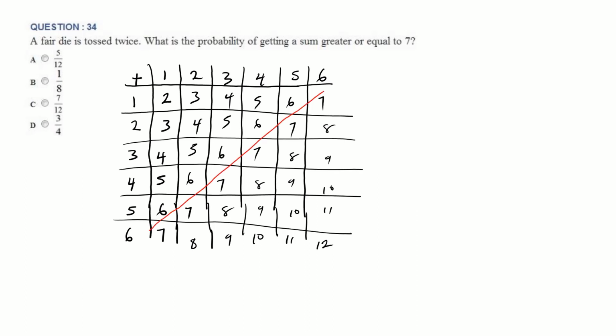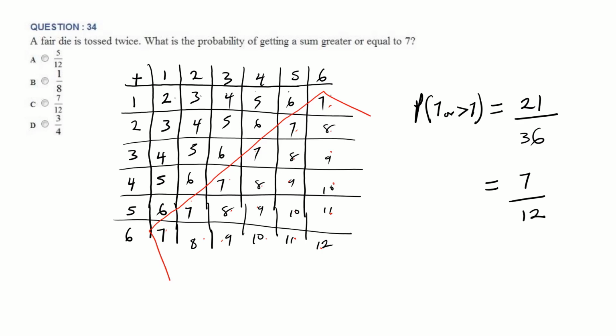If you look at this table very well, you can see that all this part of the table satisfies our condition. So let's count. We have 1, 2, 3, 4, 5, 6, 7, 8, 9, 10, 11, 12, 13, 14, 15, 16, 17, 18, 19, 20, and 21. So we have 21 numbers which are either equal to 7 or greater than 7. So the probability of 7 or greater than 7 is going to be 21 divided by the number of sample space. So this is 6 multiplied by 6, that is 36. So 3 will go into both the numerator and denominator, and it's going to be 7 divided by 12. So we have that, which is option C. That's the probability of getting a sum greater or equal to 7.